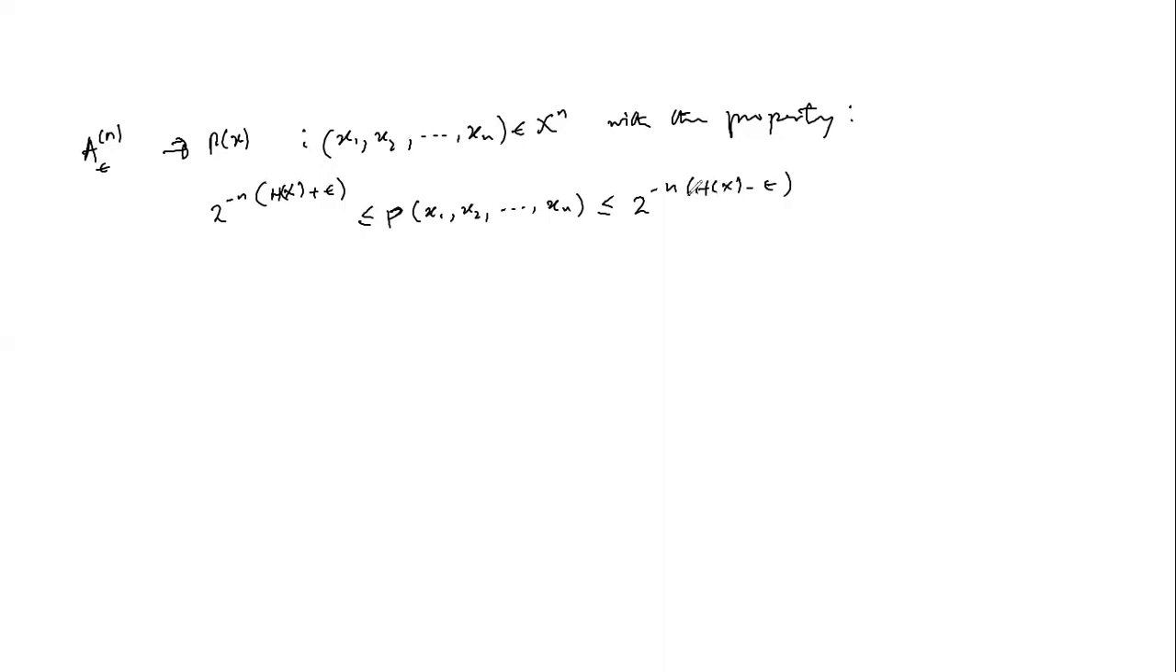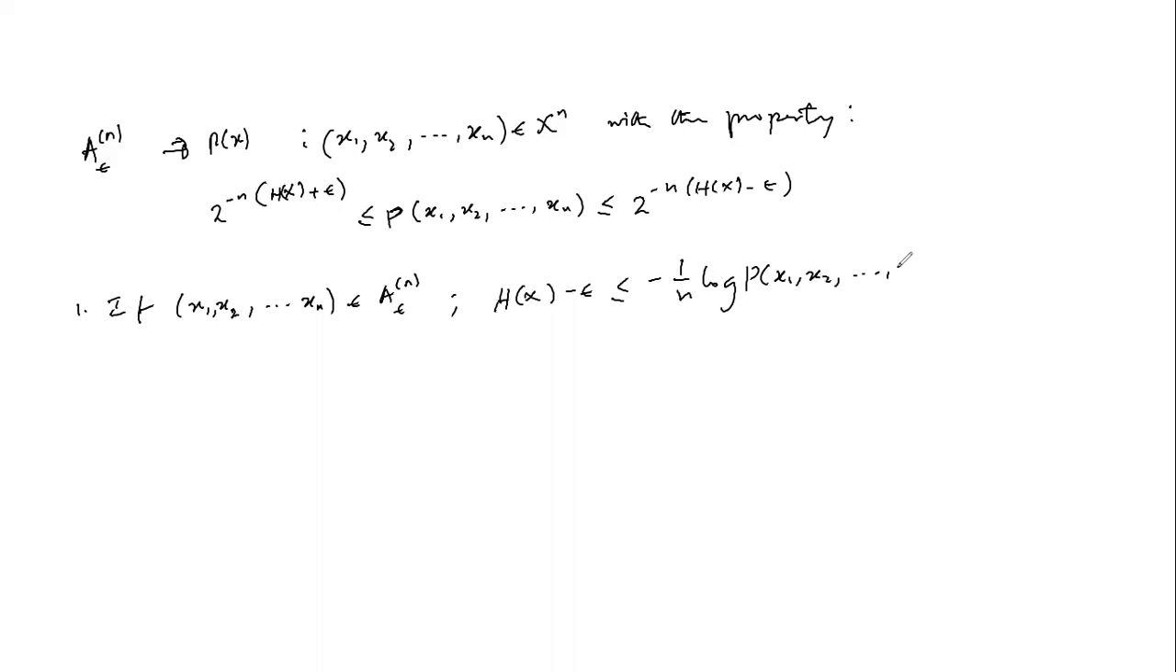Excellent. It follows directly from Fano's inequality, as we already showed earlier, so the properties of the typical set follow directly. If the sequence S1, S2, all the way to Sn happens to be an element of the typical set, then the entropy and the error value must be such that negative 1 over n log of the probability of x1, x2, all the way to xn is less than H of X. Verified.